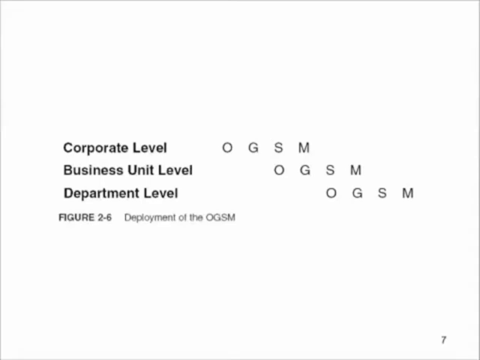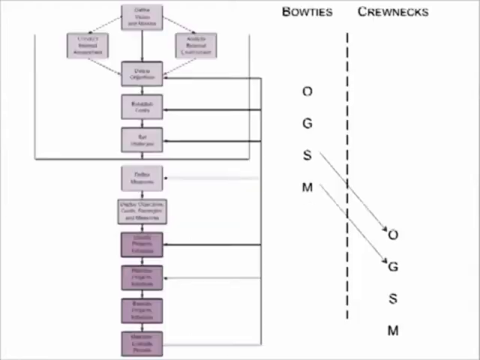At the corporate level, the strategies and measures become the objectives and goals for the business unit level. And at the business unit level, their strategies and measures become the objectives and goals for the department level. I like to call this the bow ties and the crew necks.